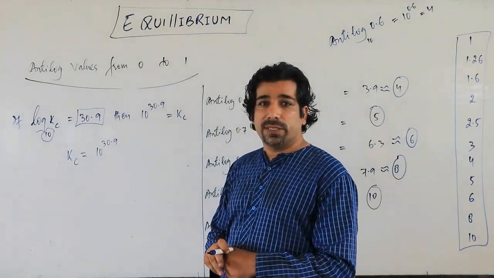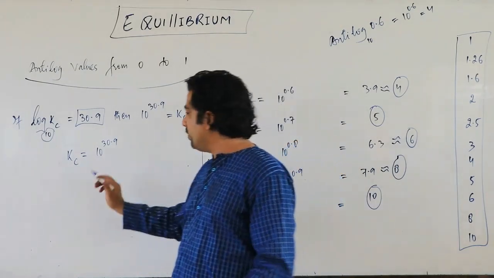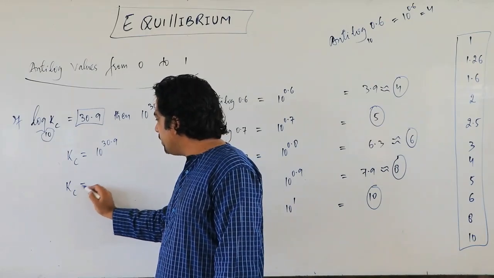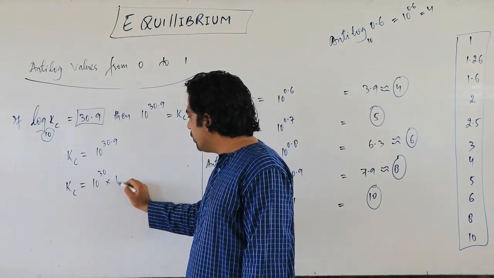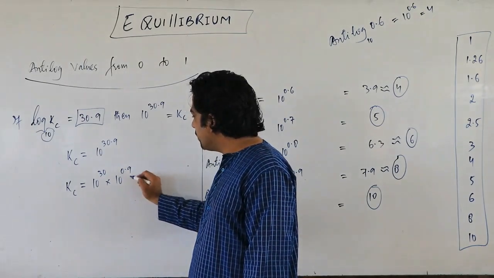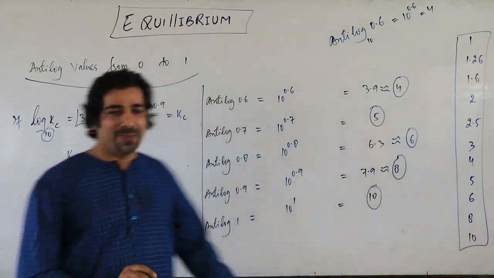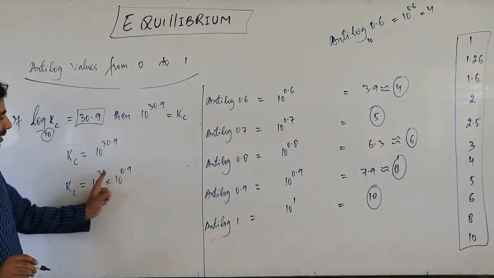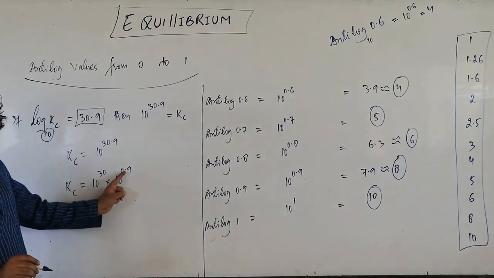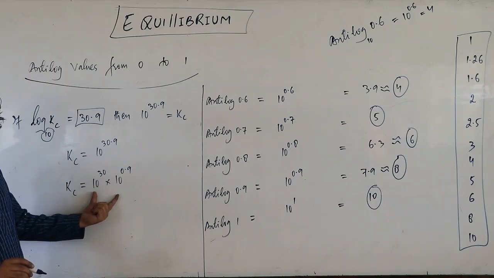Now you have to further simplify it, my dear friends. How to simplify it? Kc is equal to 10 to the power 30 into 10 to the power 0.9. So my dear friends, when bases are same, powers are added. So obviously 30 plus 0.9 will be 30.9. So I can simplify it like this.